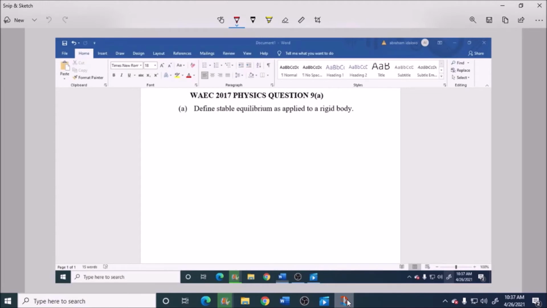Hello and welcome. Today I'll be answering WAEC 2017 physics question 9a. The question says to define stable equilibrium as applied to a rigid body. Now, a body is said to be in stable equilibrium if it tends to return to its original position after being slightly displaced. So I define that again. A body is said to be in stable equilibrium if it tends to return to its original position after being slightly displaced.